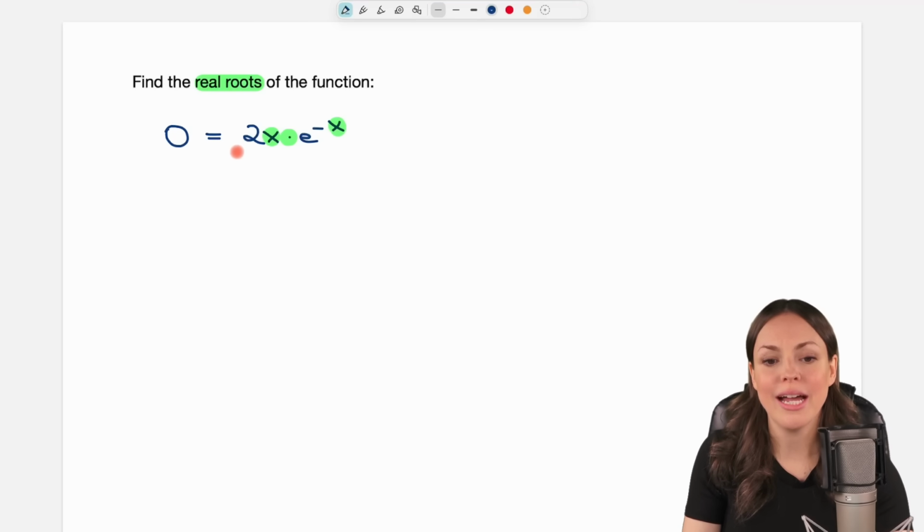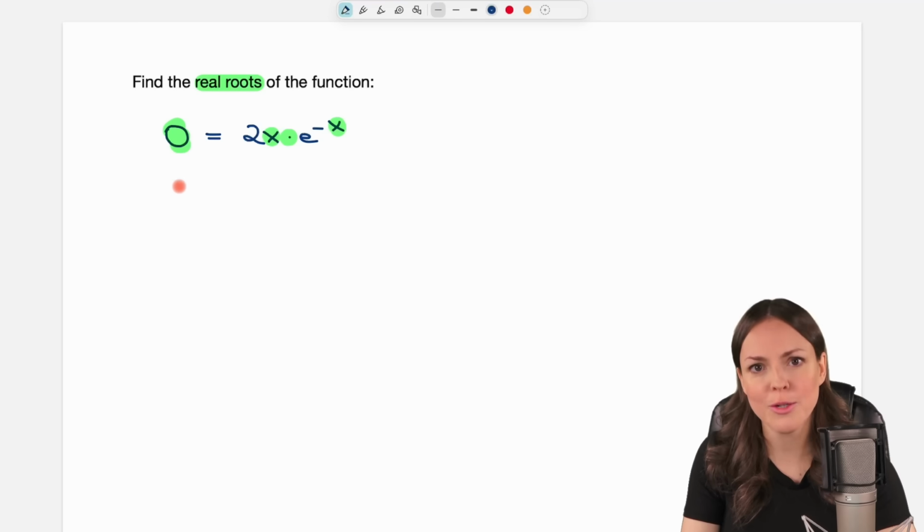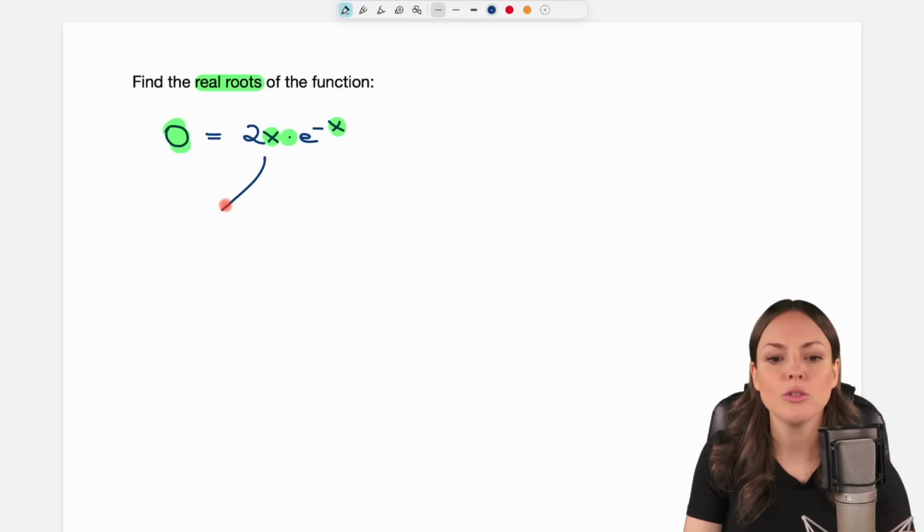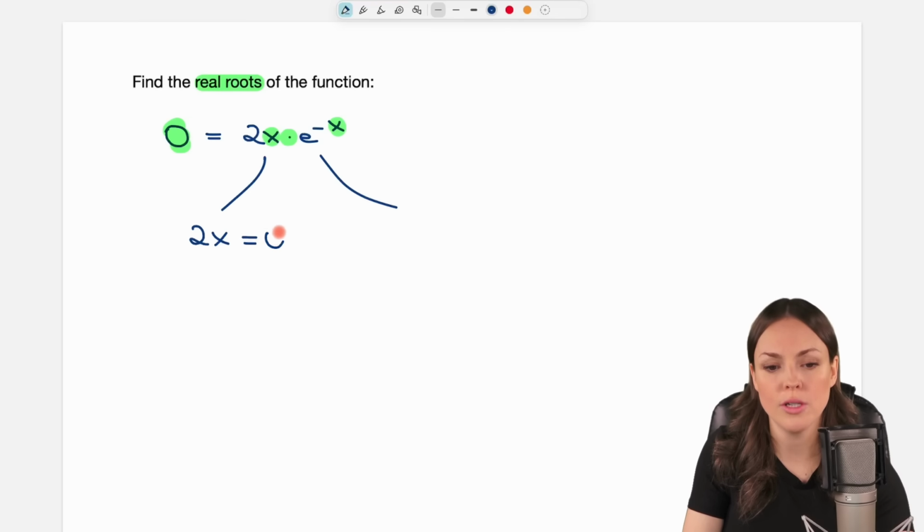Every time you have this structure, so something with x times something with x is equal to 0, so this 0 is really important. If you have another number here, this doesn't work, what I'm going to show you now. But if you have equal to 0, then you can split this product here into two parts. You take the first part, the 2x, and set them equal to 0.